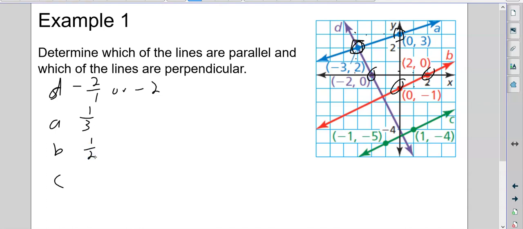And then C, I'm going to use this point and this point. It's up 1, right 2. So we can say B is parallel to C because they have the same slope.